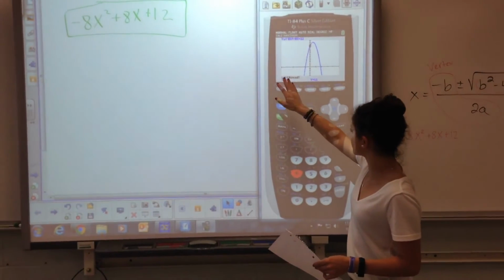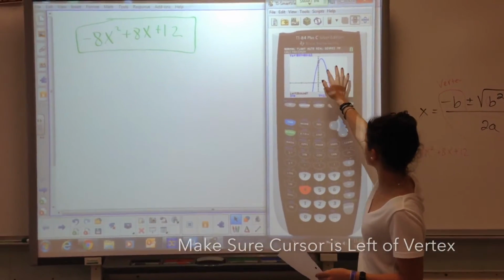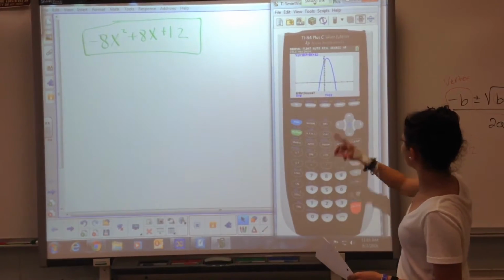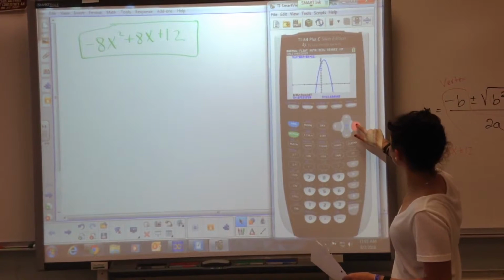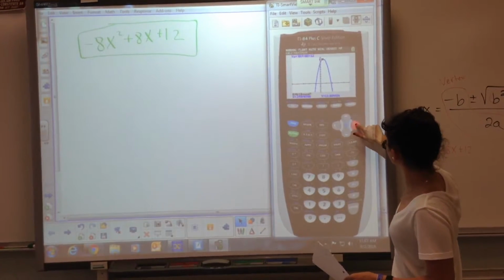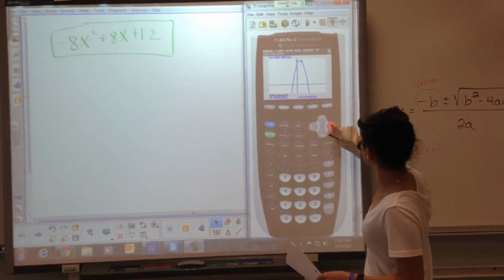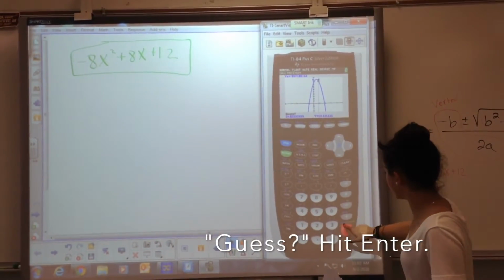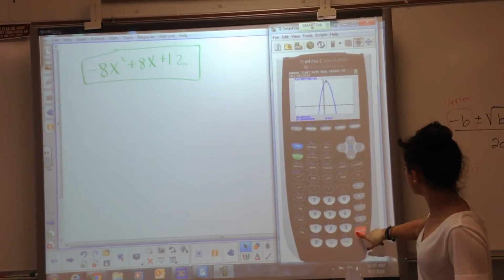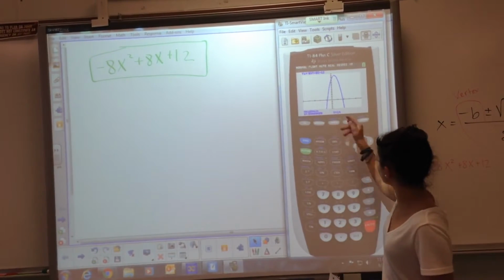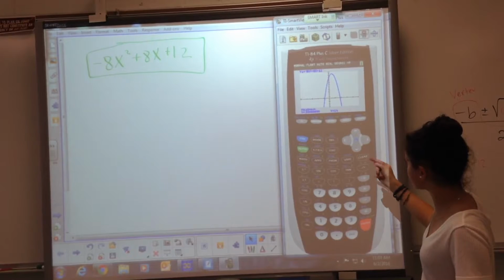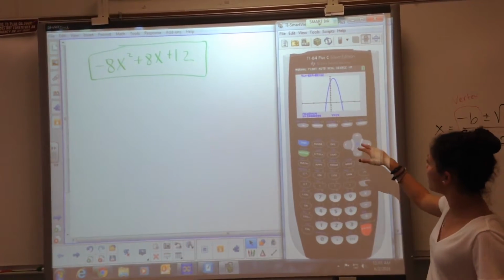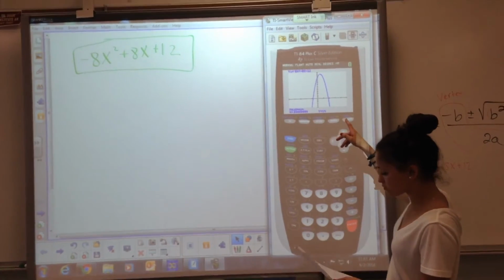When it asks you the question left bound, you want to make sure your cursor is left of the vertex, and press enter. And then right bound, you want to do the same thing, so move your cursor right of the vertex, and press enter. And then when it says guess, you just hit enter again. Then your maximum will appear at the bottom of your screen. The maximum of this function is x equals 0.50000099, and the y value is 14.